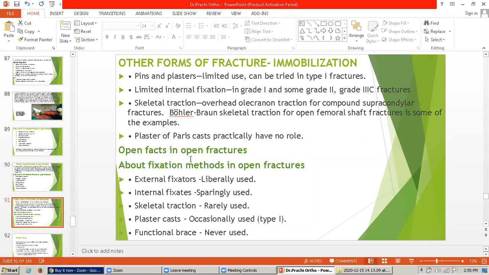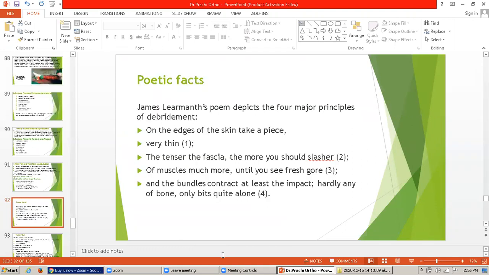So, about the fixation method in open fractures: external fixator is liberally used, internal fixation is sparingly used, skeletal traction is rarely used, plaster cast is occasionally used in type 1, and functional brace is never used. So these are the fixation methods in open fractures.